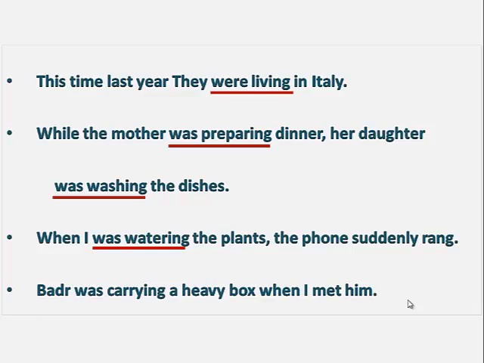Last sentence, Badr was carrying a heavy box when I met him. Similar to the previous sentence, this one also has two verbs, one in the past continuous tense and the second one in the simple past. Try to guess which verb is in the past continuous. Good. Was carrying.